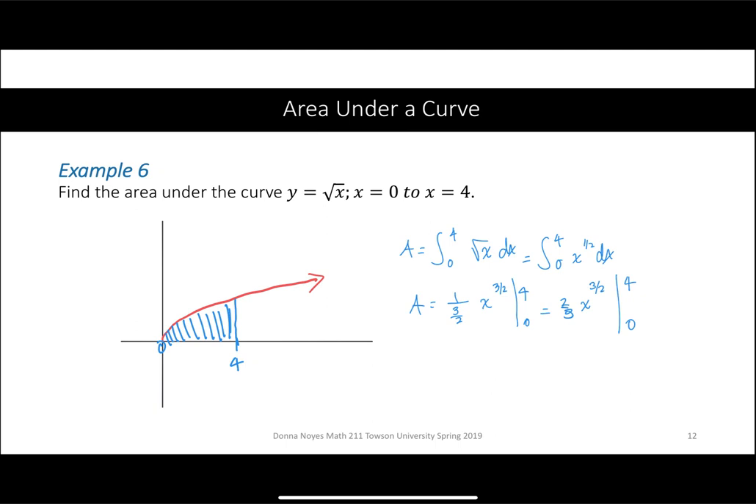So when we plug that in, we get 2/3 times 4 to the 3/2 minus 2/3 times 0 to the 3/2. That makes our area here 2/3 times 8 minus 0, or 16/3. If you want it as a decimal, it's approximately 5.333.